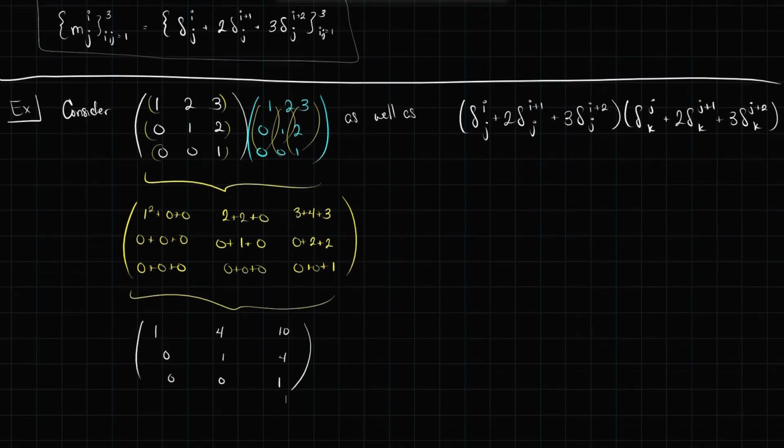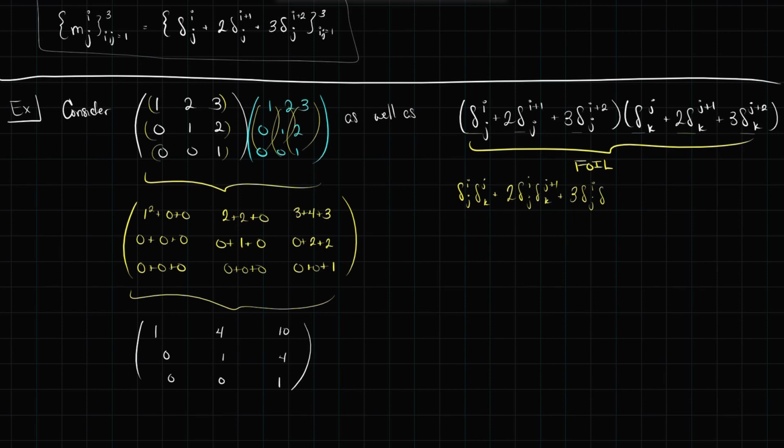Now let's go ahead and use Einstein's summation. But to actually make it work here, I need to start by FOILing. There's going to be 3 terms in each case, so I'm going to have to do all 9 cases of FOILing here, which is going to be nice and enjoyable. So let's do the first against the first. That's going to be delta_ij delta_jk, plus first times the second, 2 delta_ij delta_(j+1)k. First times the third, 3 delta_ij delta_(j+2)k.